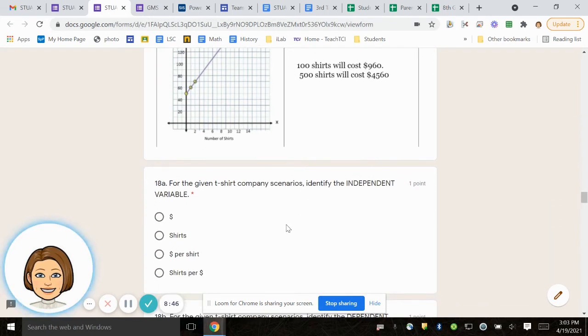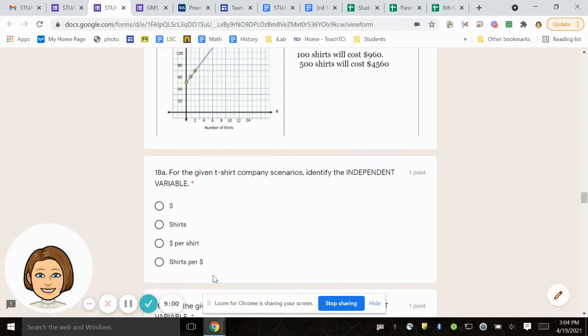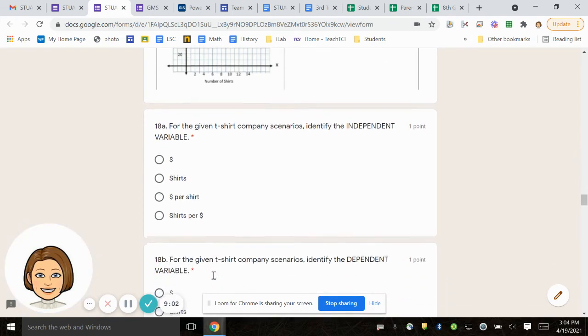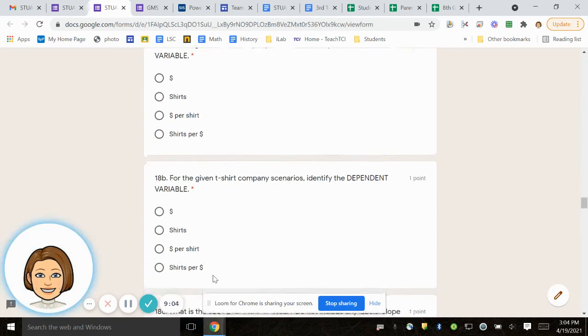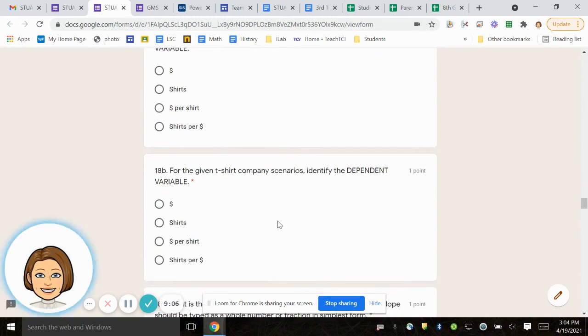For the given t-shirt company scenarios, identify the independent variable. Is it dollars or money? Shirts? Dollars per shirt? Or shirts per dollar? 18B, for the given t-shirt company scenarios, identify the dependent variable. Is it cost, shirts, cost per shirt, or shirts per cost?